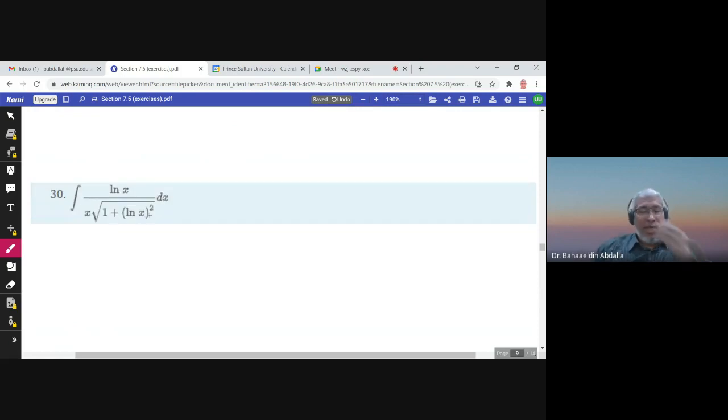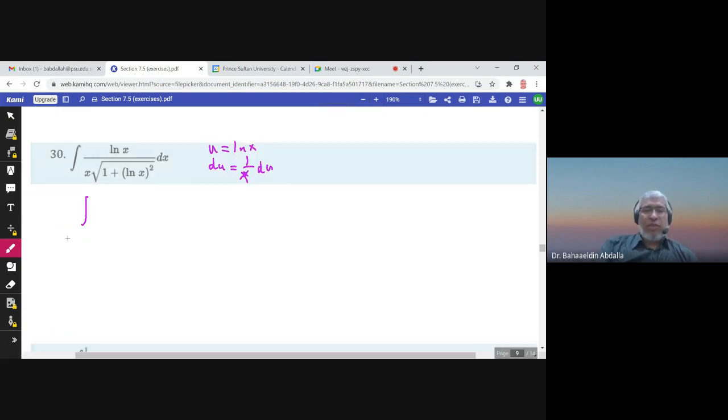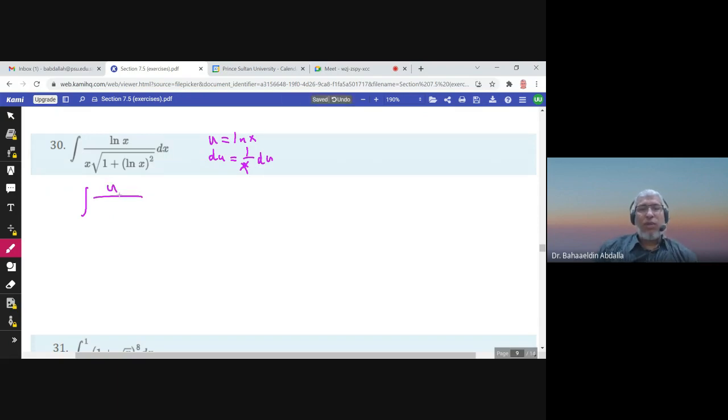Here I can take u equals ln x. I can do it in two steps. I can take u equals ln x. So du would be like this. And then the integral would be the integral of u, and 1 over x dx is du, and this is 1 plus u squared. And then you do another substitution. You take t equals 1 plus u squared, and dt would be 2u du, and then the integral would be half, 2u du is dt, over square root of t, and you find the integral easily.